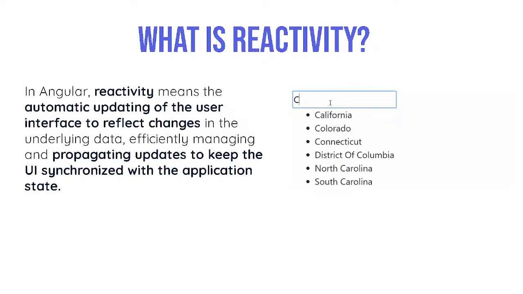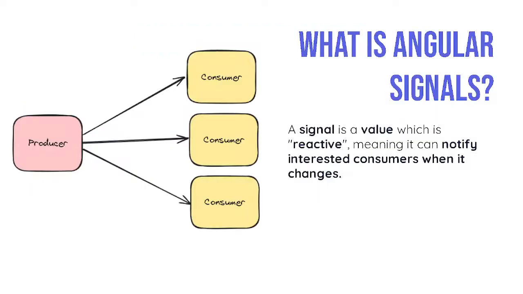Now we have understood reactivity. Let's try to understand Angular signals. So what are Angular signals? A signal is a value that notifies all its consumers. A signal is a reactive value, meaning it notifies the interested consumers when it changes.